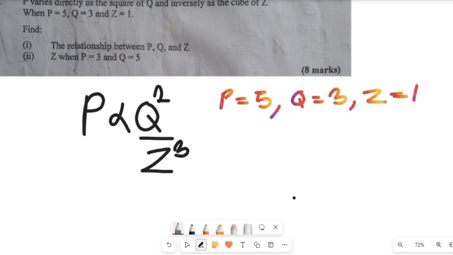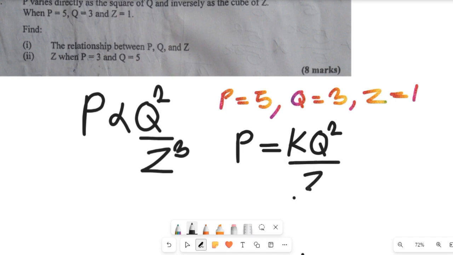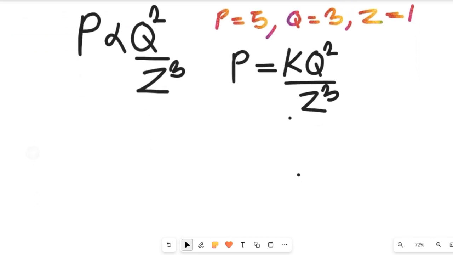I, the relationship between P, Q, and Z. To find the relationship between P, Q, and Z, what we need to do is to remove the proportionality sign. So if we remove the sign, we replace it with a constant, and that is constant K, so P equals K Q square divided by Z cube. Great. Now, having done that, we are going to find the value of K since P, Q, and Z are given to us. Let's substitute the value of P, Q, and Z into that expression.